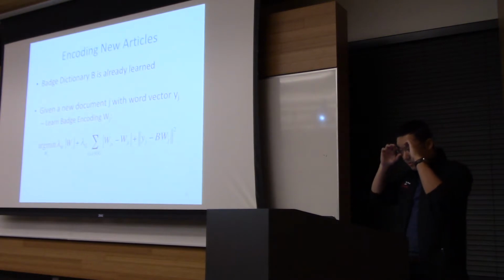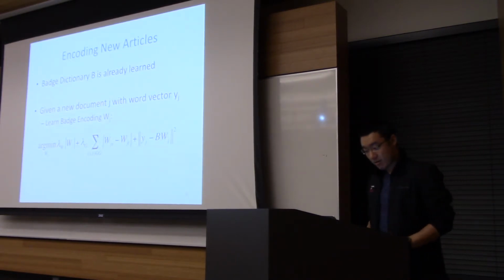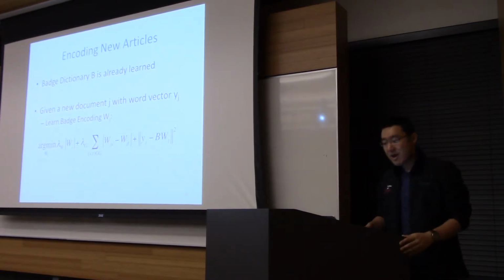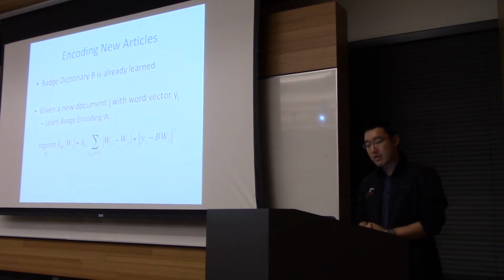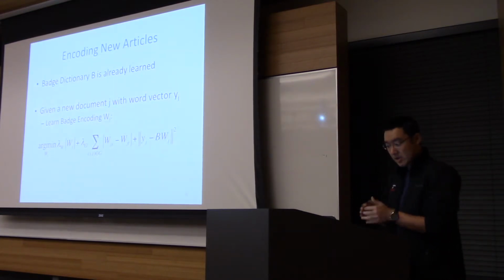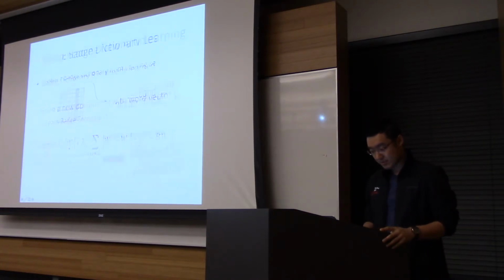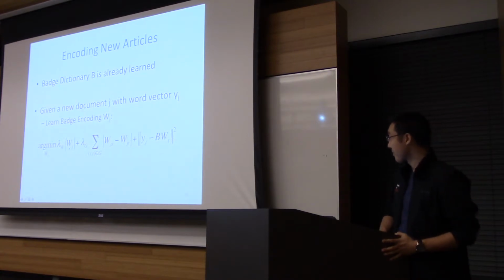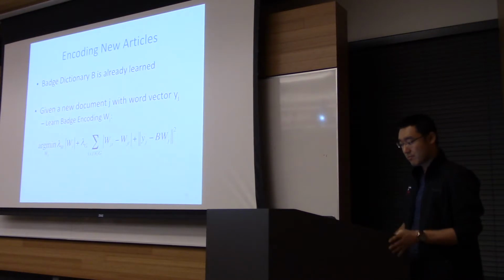So now step 2, right? The badge dictionary is already learned. And now, given a new document, we want to learn a badge encoding of it. That simply boils down to this optimization problem. It's a fairly straightforward one. This is just a version of Lasso, because B is fixed.